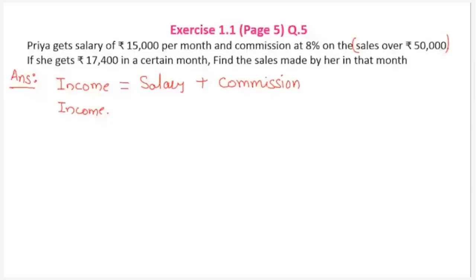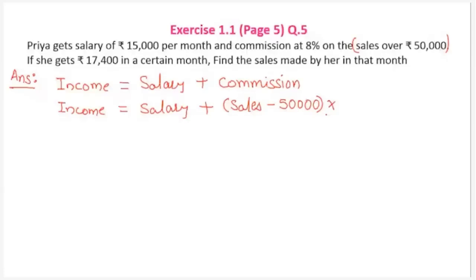Formula for commission. Commission is 8% on what? Sales over 50,000. How do you write sales over 50,000? In bracket, sales minus 50,000. Agreed? Sales minus 50,000 into how much? Into 8%. How do you write 8%? 8 upon 100.